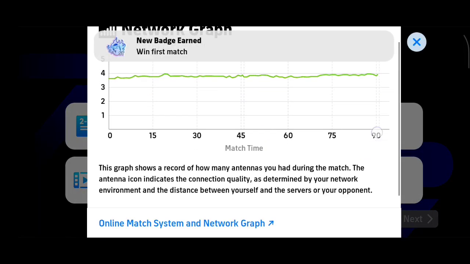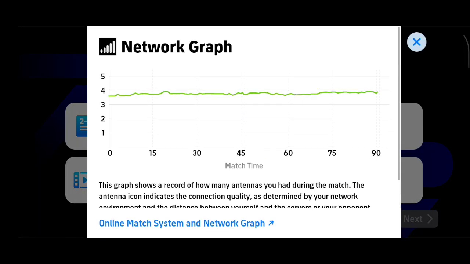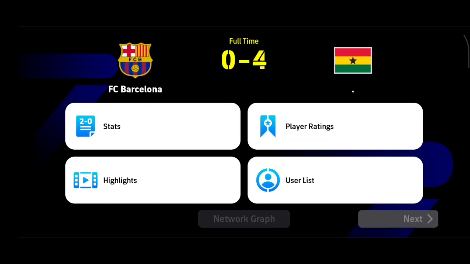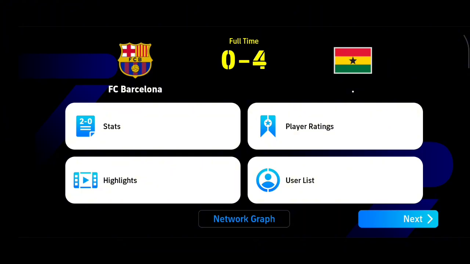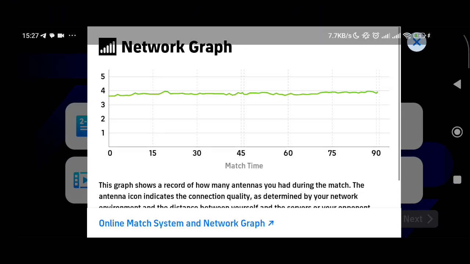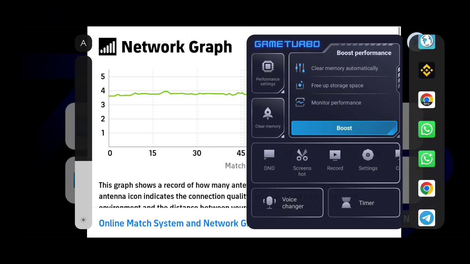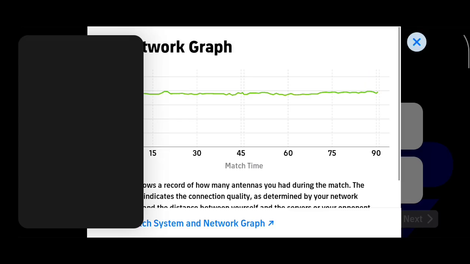Alright, so I talked about loaded latency and unloaded latency in the previous video. Two types of latency, loaded and unloaded. Before you play a match, you have to check your loaded and unloaded latency. If they are both very low, that is very good. You need both of them to be very low.